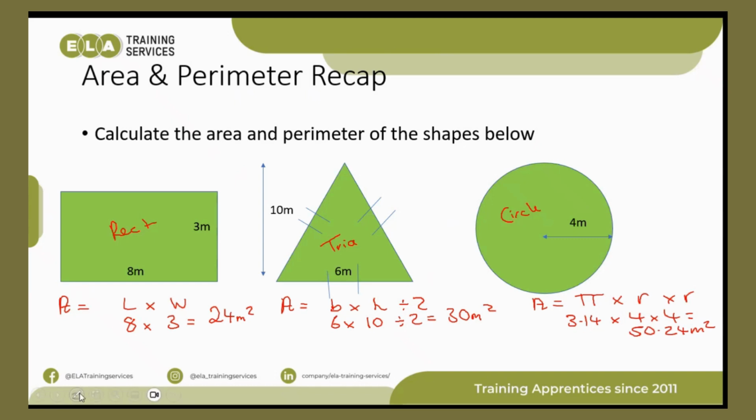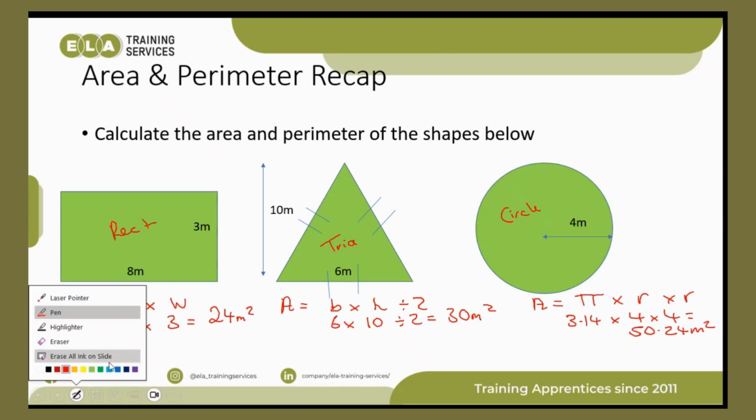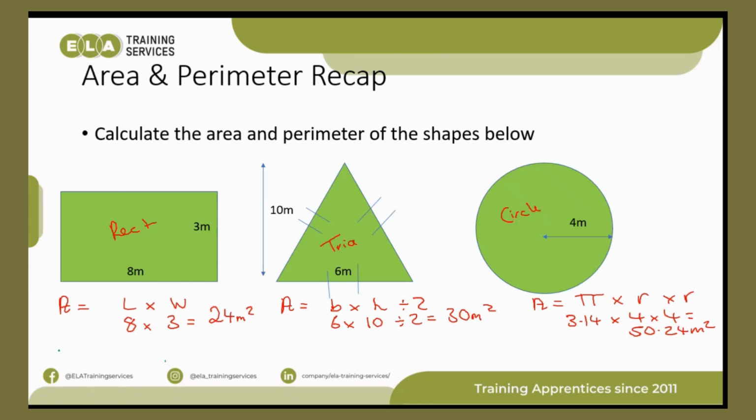Okay, let's now do perimeter. Let's change our colour pen for our perimeter. So our perimeter, we know we're going to do our length, add our length, add our width, add our width. So we're going to do 8, add 8, add 3, add 3, which then gives us 22 metres. No need for squared because it's just perimeter. The perimeter of our triangle, now we have an equilateral triangle. So our sides are all 6. So then 6 add 6 add 6 gives us 18 metres.